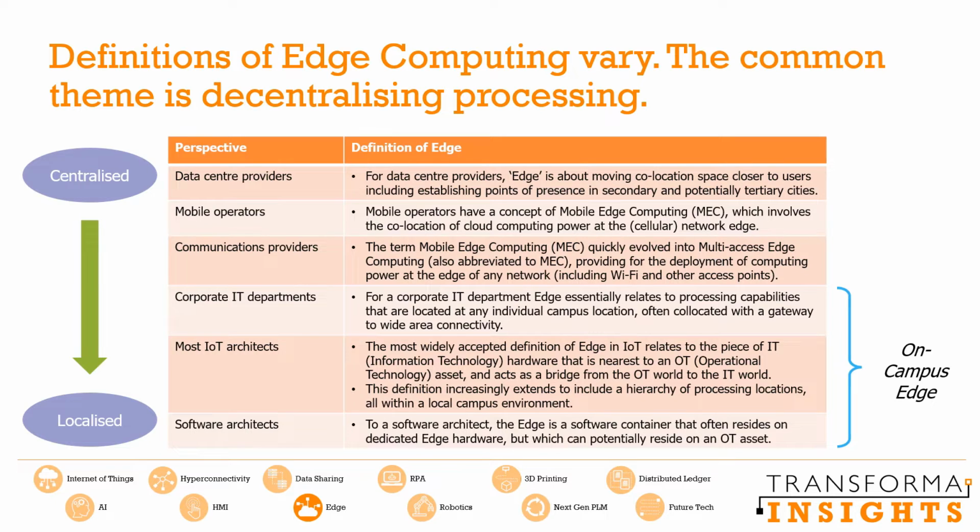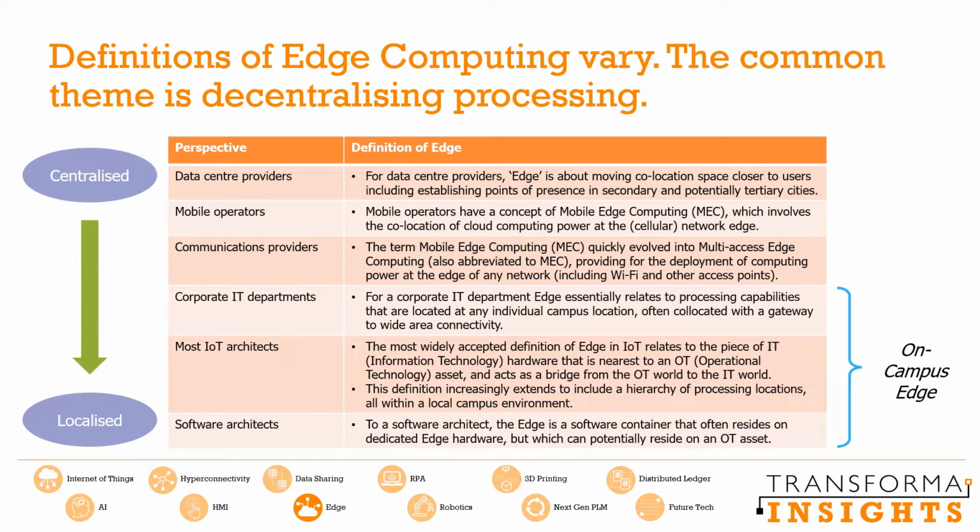So, the most centralized or least distributed perspective on edge is probably that of data center providers, and for these guys, edge is about essentially moving co-location space closer to users, and establishing points of presence in secondary or maybe tertiary cities. Mobile operators would view edge in the context of mobile edge computing, MEC, which involves the co-location of cloud computing power at the cellular network edge. So that's potentially out at a base station, but actually more often than that, it is deeper inside a mobile network, rather than right out at the base station location.